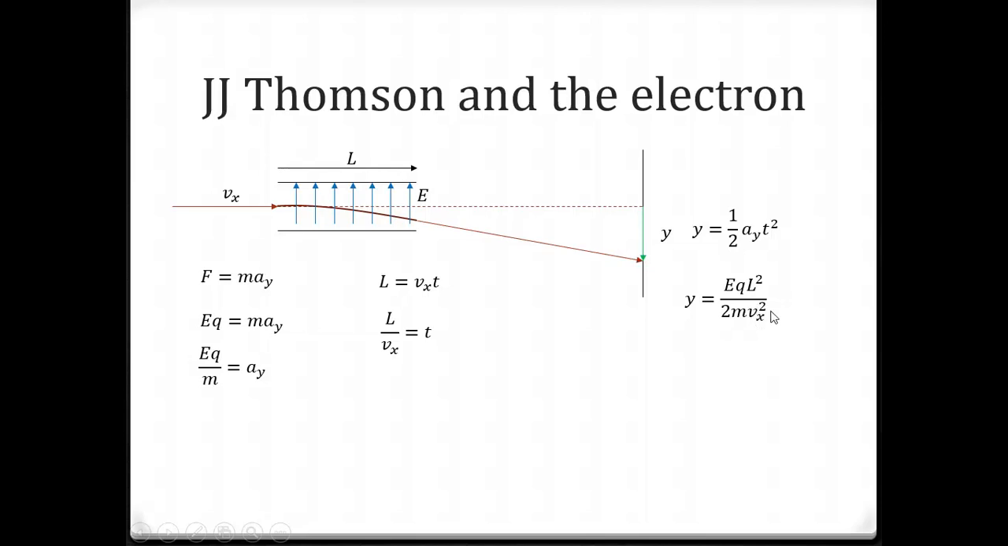Now the question is, can we figure out this vx? Because we don't really know what the v is. The things that I would need to know in order to calculate the v from the potential difference would be what is the charge of a cathode ray particle and what is the mass of a cathode ray particle.